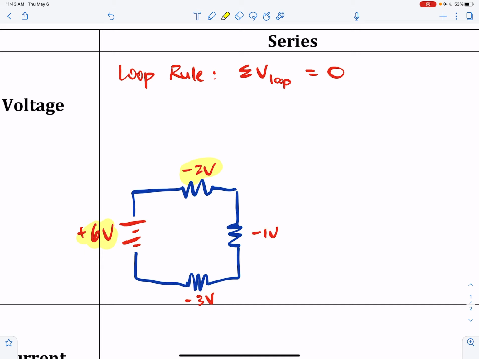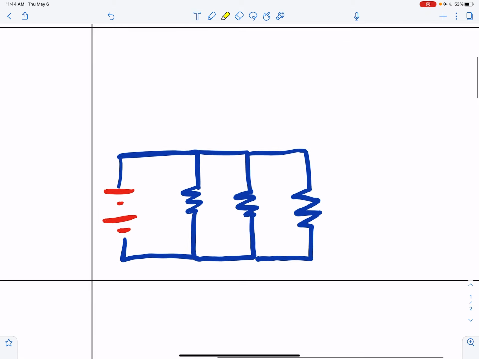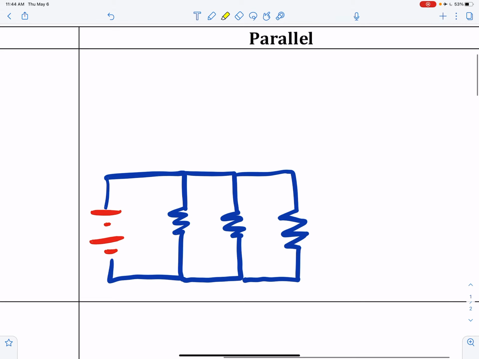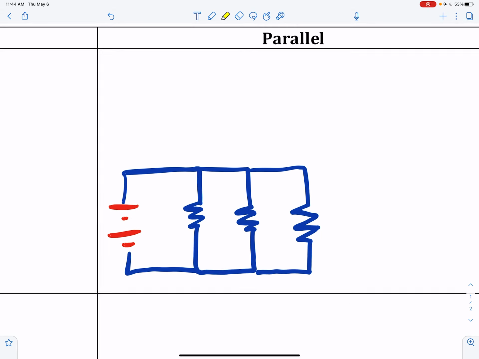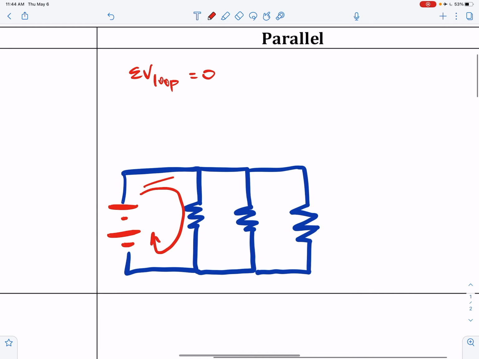Well, what about in a parallel circuit? What patterns of voltages would we expect to see there? Well, the loop rule still applies. So the sum of voltages around any loop is still 0. But now the loops would be like this. Here, this would be the first loop, and then the second loop would be here, and then the third loop would be here. So we have like an inner, middle, and outer loop.